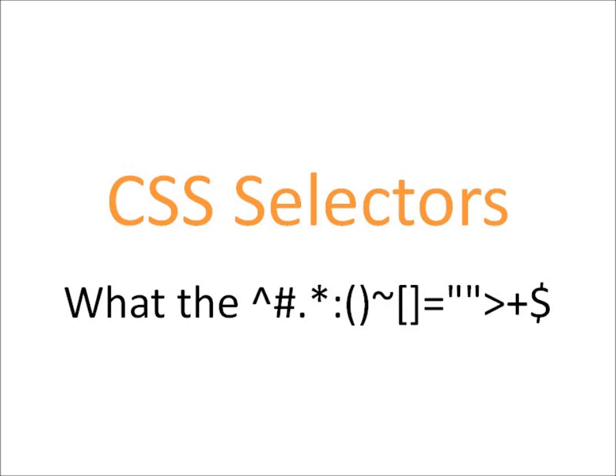Every symbol that you see on this slide can be used to select an element on a web page. Some of you might notice some that you're familiar with, like the hash symbol for selecting by ID or the dot by class, but what are all these other symbols for? We're going to talk about it.